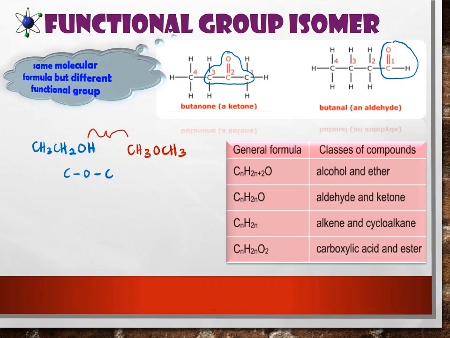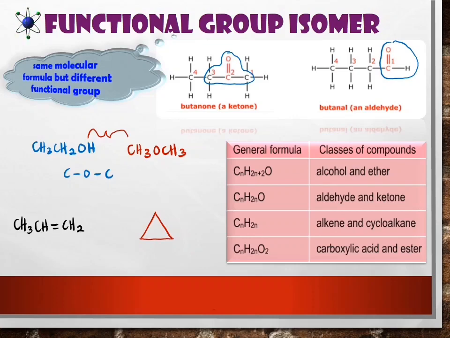So now I'll show you the other example, alkene and cycloalkane. For example, we have propene. It must consist of 3 carbon, class. CH3CH double bond CH2. So this is propene. So from alkene change to cycloalkane. Cycloalkane consists of ring. So if here we have 3 carbon, cycloalkane also must have 3 carbon. So like this.